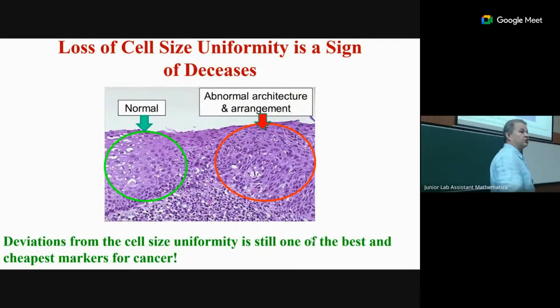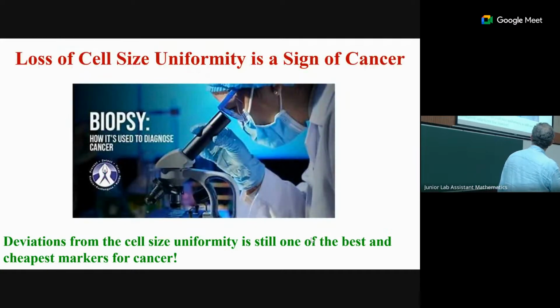This is so strong that this is still the best test for cancer. So God forbid if somebody asks to do a biopsy, that's what they do. They essentially look at the microscope, and any deviation from cell size uniformity is still one of the best and cheapest markers for cancer. There's a lot of development, people trying to do markers, expensive things. This is as cheap as possible. Just look at the microscope, count the sizes, see the size distribution. If it's broader than something, it's a sign of disease, cancer.